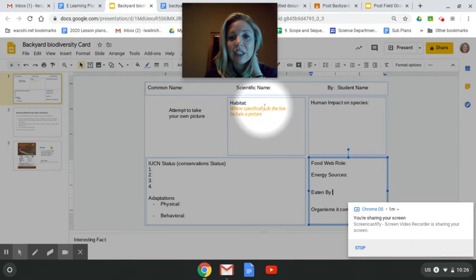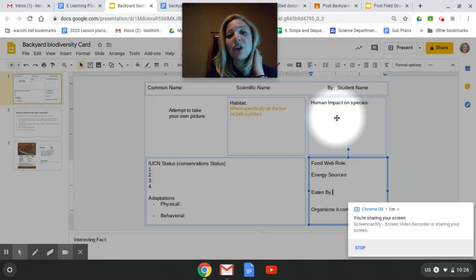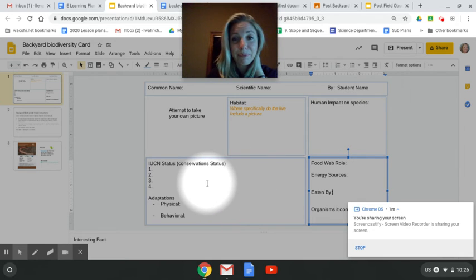You're going to describe where it specifically lives in its habitat and find a picture, if you can, of where it lives. You want to describe the human impact on the species. So what impact do we have on the species? How do we impact their numbers? How do we impact their carrying capacity?